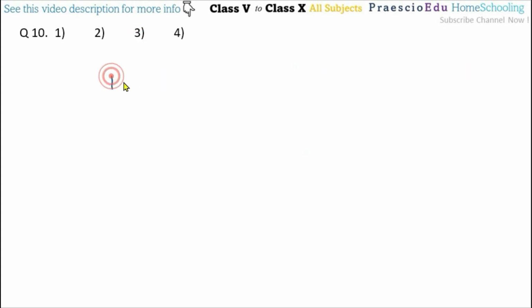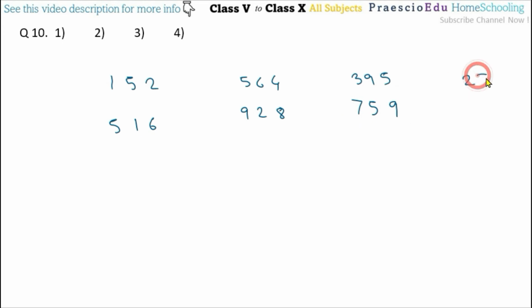Now question number 10. 152 is written as 516, then 564 as 928, then 395 as 759. Then how will you write the number 274? So if you see, 1 plus 4, we are getting this digit 5, then 5 minus 4, we are getting this 1, then 2 plus 4, we are getting this 6, means plus 4, then minus 4, and then plus 4. This is the criteria.